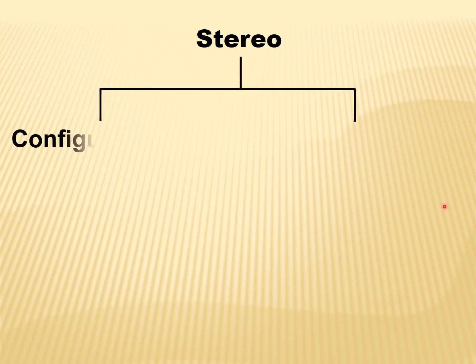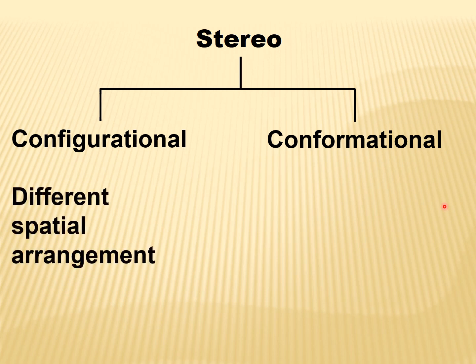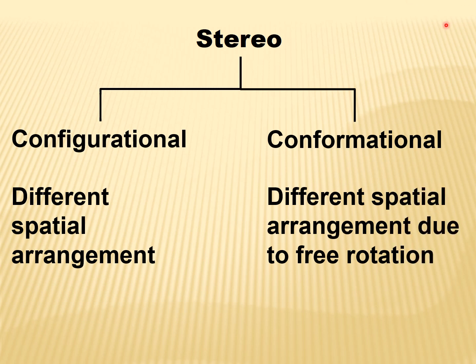Stereoisomers can be classified into two categories. One is configurational isomers and the other one is conformational isomers. Configurational and conformational, these two words are very important. Configurational isomers means they have different spatial arrangement. The arrangement of the different functional groups in space is different. Whereas conformational isomers means they have different spatial arrangement due to free rotation. So free rotation is possible around the carbon-carbon bond. We will be seeing that in detail later.